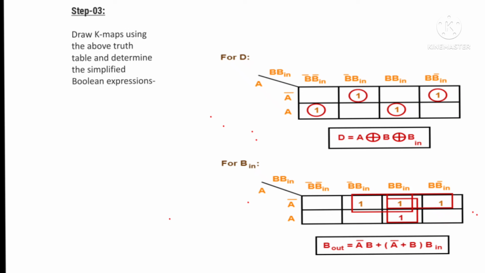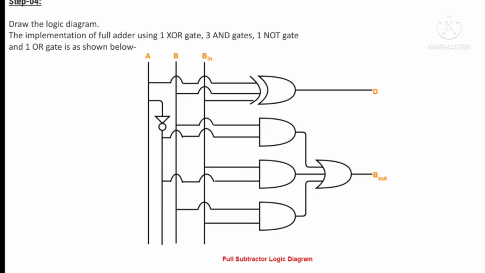Now we have seen the completed K-map, and we will move to the fourth step, which is how to design a full subtractor. For the difference we get A XOR B XOR B in, so we have to draw XOR gates, and we obtain the difference D. Here the B out, the borrow, is A bar B plus A bar B in plus B B in.